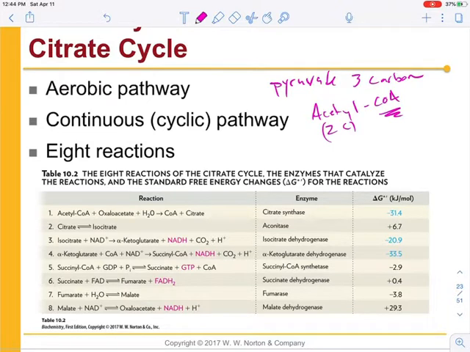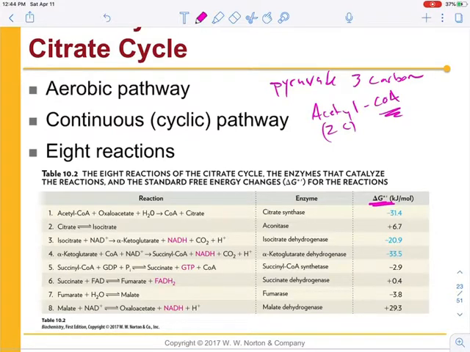I'll hit the big picture in terms of what's going on in each step. I might pick a couple to look at the mechanisms, but for the most part, we're going to go light on the mechanisms and stick to the global overview. And if you look, so this is standard delta G here.